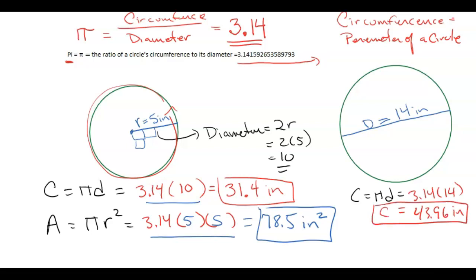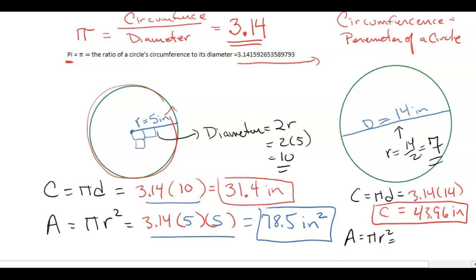And my area equals pi times the radius squared. So I need to know the radius, and remember diameter is all the way across, so the radius would be the diameter divided by 2. To find the radius, I have to divide the diameter in half. So the radius in this case is 7. I'll put those numbers in: pi 3.14 times 7 times 7, radius squared. I'll type that into a calculator, and I get 153.86. So the area of this circle would be 153.86 inches squared.